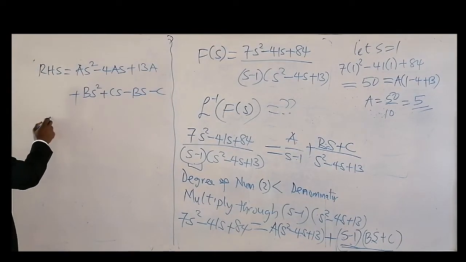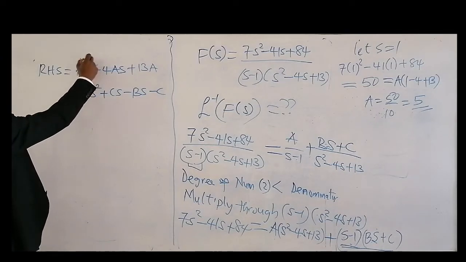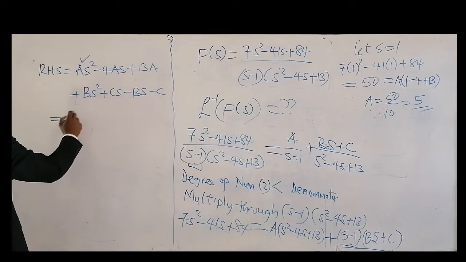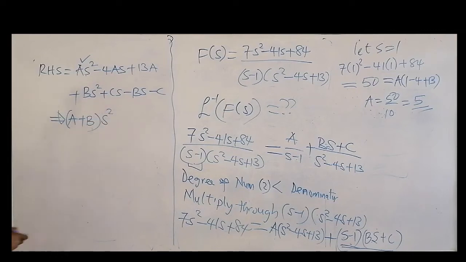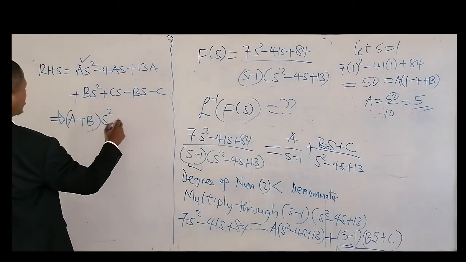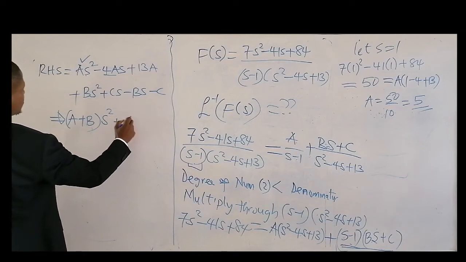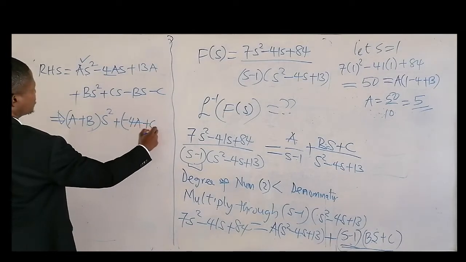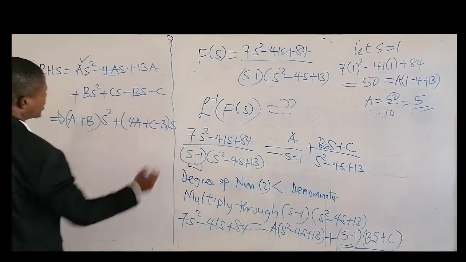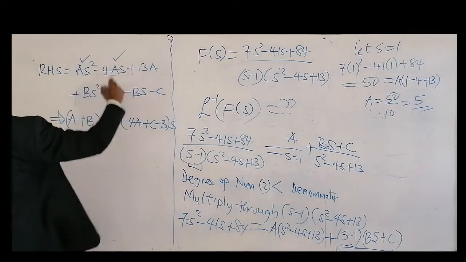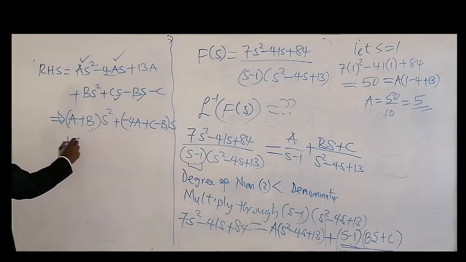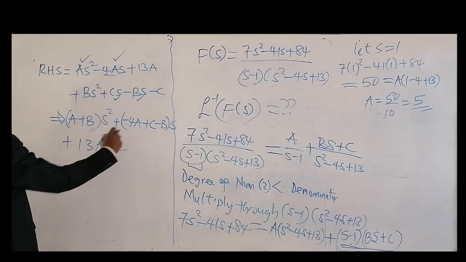So let's arrange them together. Then we have Ax squared, bring together the x squared, so we have (A plus B) x squared. Then for the x terms, plus minus 4A plus C minus B. So this is pulled together, arranged together. Then finally plus the constants, 13A minus C.